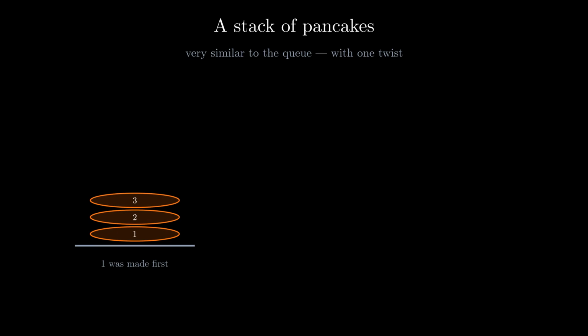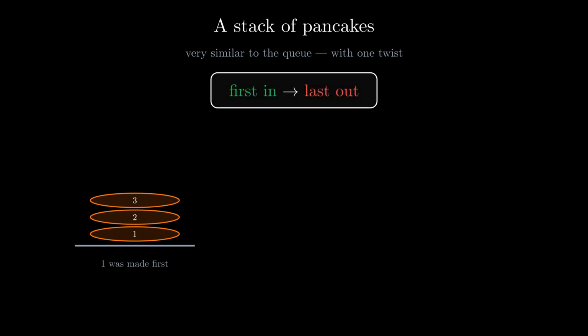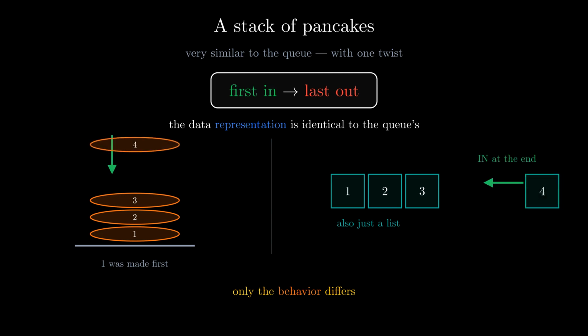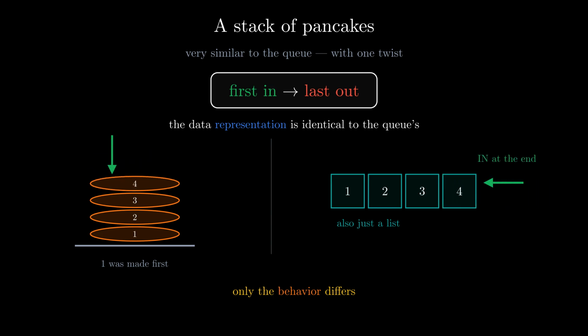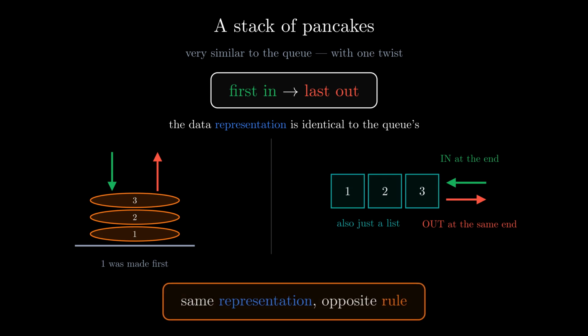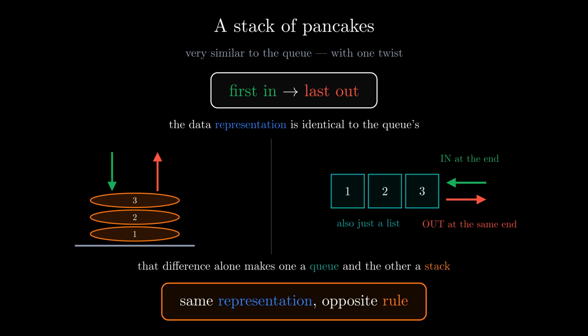A stack of pancakes is very similar, with one twist. The first pancake you make is the last one you eat. First in, last out. The data representation is identical to the queue's. A stack of pancakes is also just a list. Only the behavior differs. A newly made pancake goes on the end of the list, and when you take one to eat, it also comes off the end of the list. Same representation, opposite rule. And the difference alone is what makes one of these a queue and the other a stack.